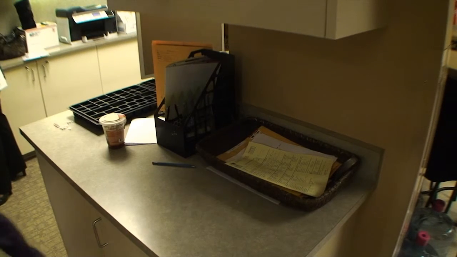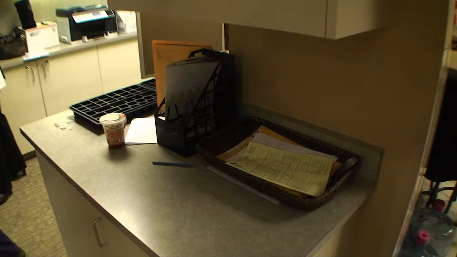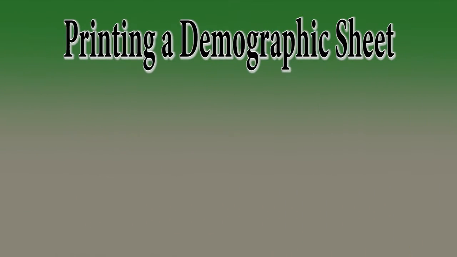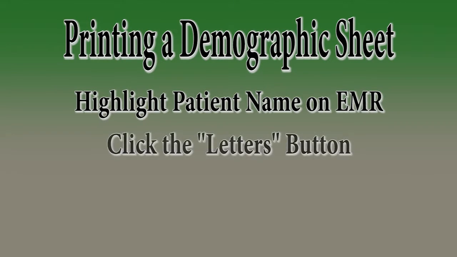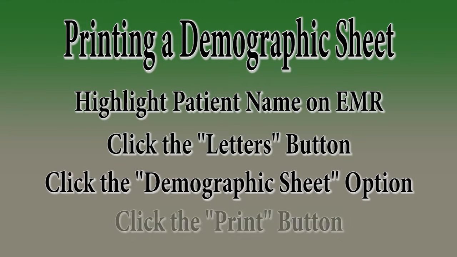You'll need to print out a demographic sheet to send to the laboratory. To print out a sheet, simply find the patient's name on the schedule and highlight it. Then to the top right bar, you will see letters. Click that button. Scroll down to find demographic sheet. Click on it and press the print button. You will need to choose which printer to send it to. If you're in Centralia, choose FASA Centralia. In Tumwater, choose FASA Tumwater. Collect the sheet and add it to the pathology orders.